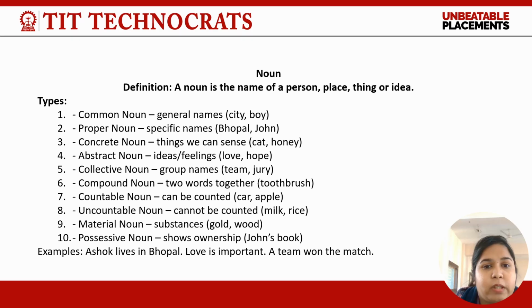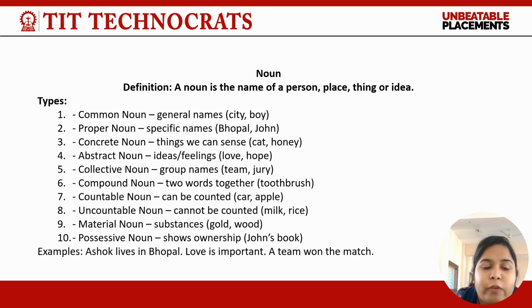As we know, the definition of a noun is the name of a person, place, thing, or an idea that is classified into 10 different parts. Yes, they are divided into 10 parts. The first one is common noun. This is used for general names for cities, or a boy, a girl, or a person.